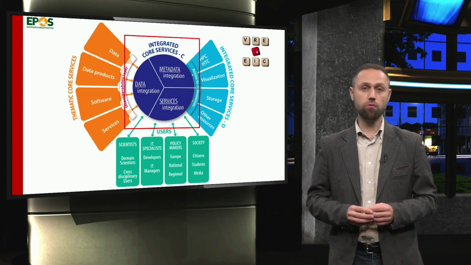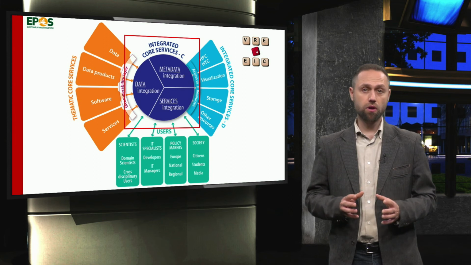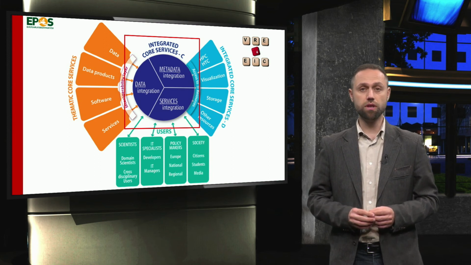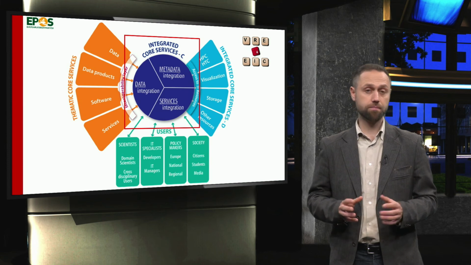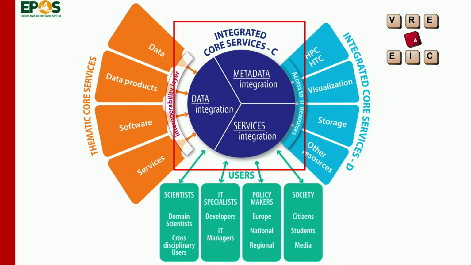Right in the middle, we find the heart of the EPOS project, that is to say, the so-called Integrated Core Services, or ICS. Their role is to integrate data, metadata, software, and services from the communities, in particular from the aforementioned thematic core services, and provide uniform and simple access to end users to resources in the solid earth domain.